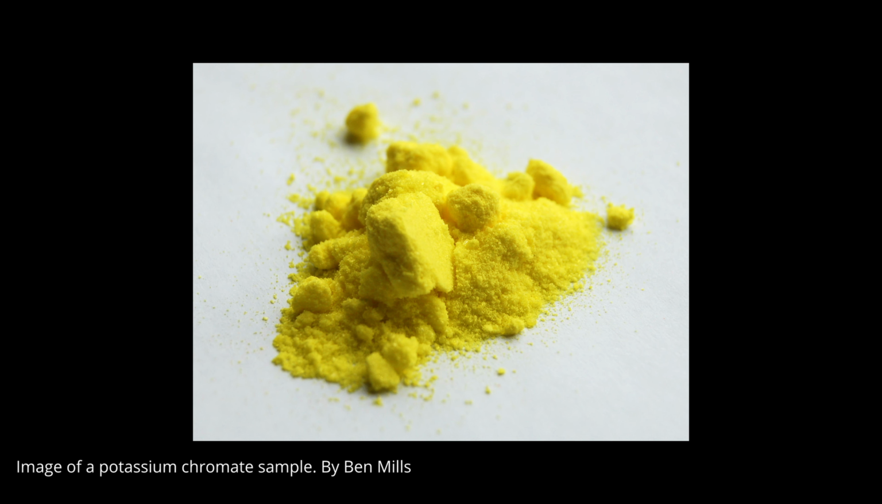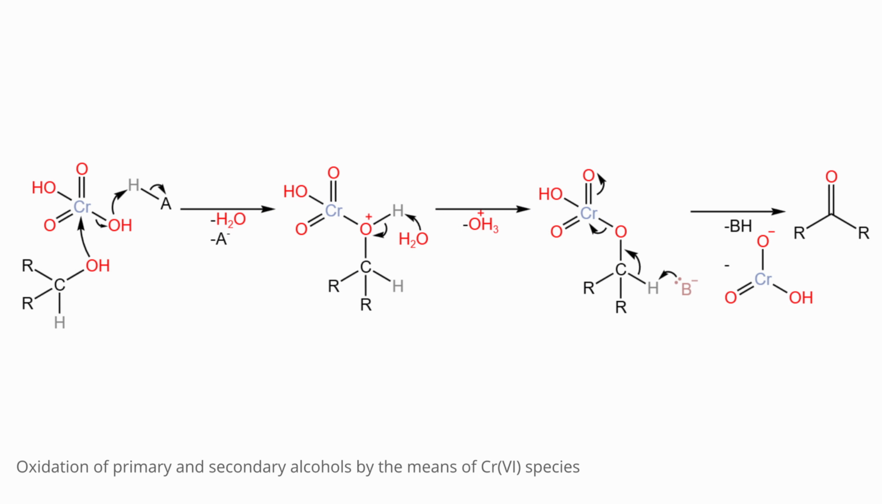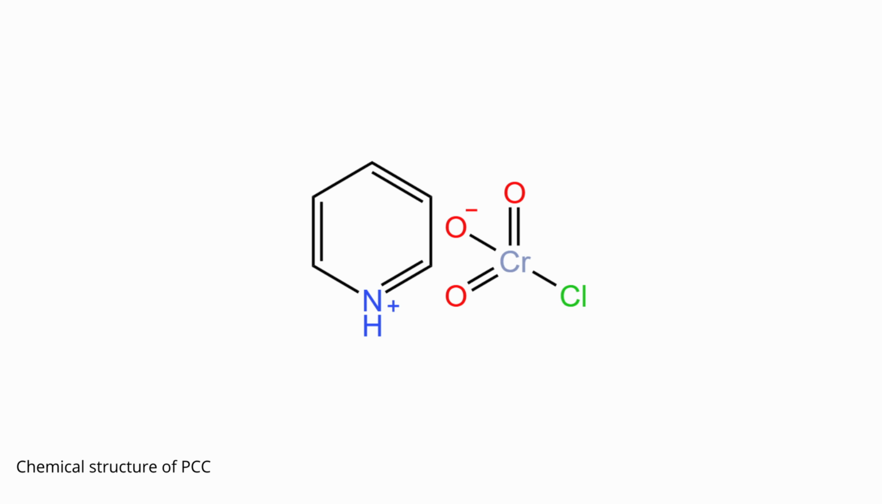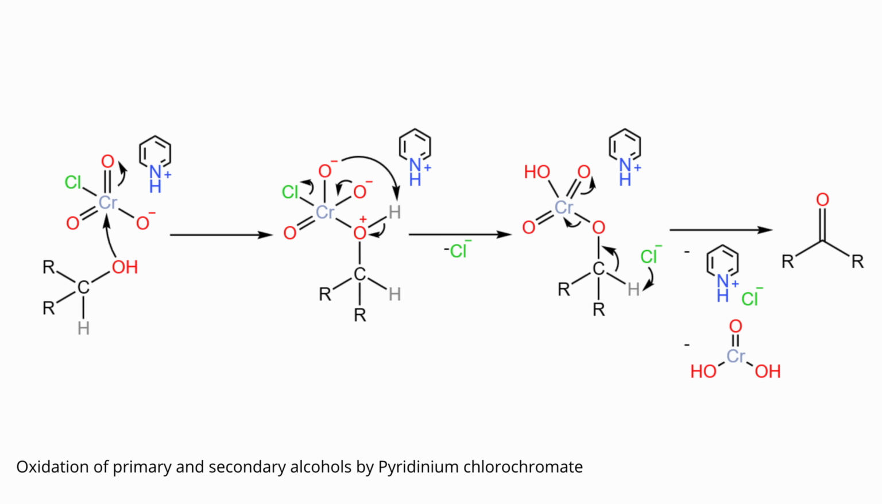Today, we'll synthesize potassium chromate, a useful oxidizer in organic chemistry, for the oxidation of alcohols into ketones or carboxylic acids. It is also a precursor to PCC, an oxidizer that turns primary alcohols into aldehydes.